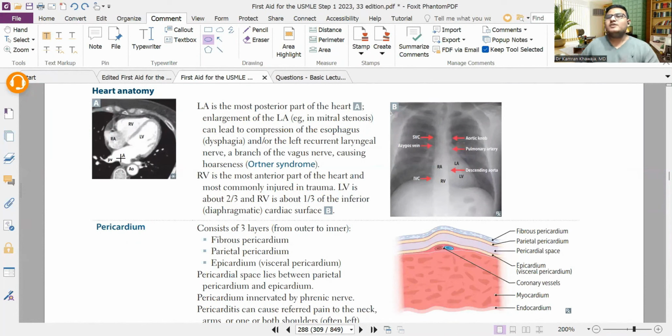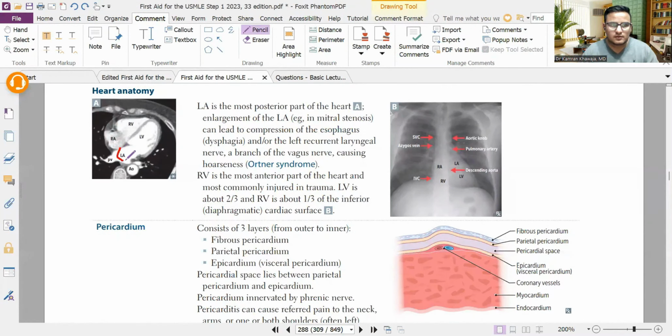If there is mitral stenosis, there is a stenosed mitral valve. What happens? The left atrium is enlarged because the blood is not pumping from the left atrium to the left ventricle. The left ventricle will not accommodate the blood because of the stenosis between the left atrium and the left ventricle. So the left atrium will be enlarged. It is so enlarged that it will compress the esophagus. You can see this is the left atrium.